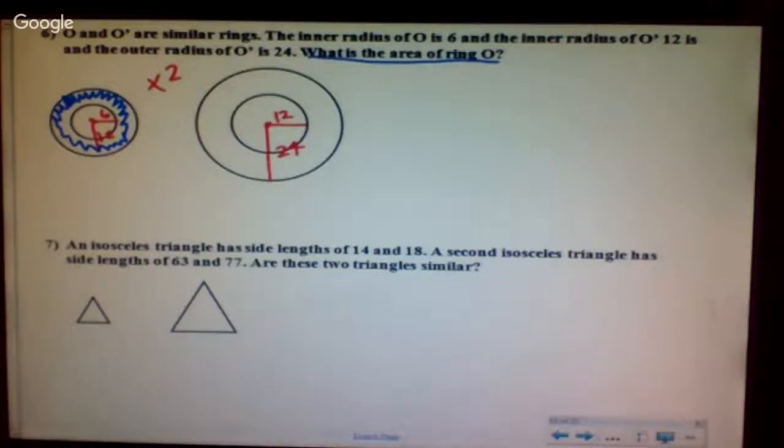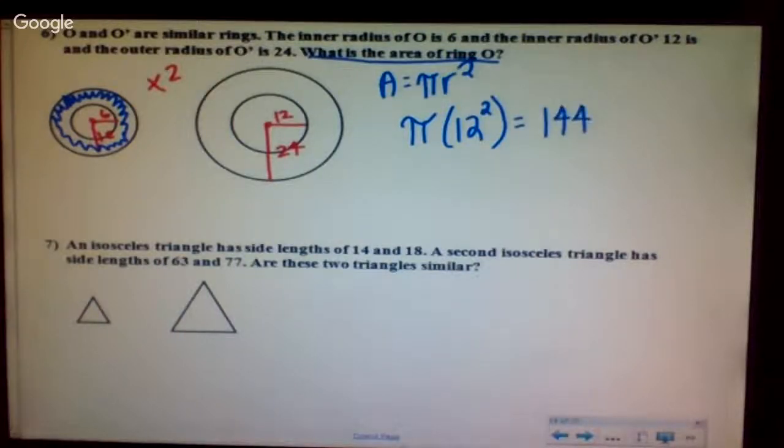You're going to do the same idea here. So, the area of the big circle. Remember, we said area is pi r squared. How do you know which circle you're working with? Because it says ring O, so that's the small one. Pi r squared, my big circle, my radius is 12. I want you to leave this in terms of pi, so you're just going to square 12. What's 12 squared? 144. So this is 144 pi.